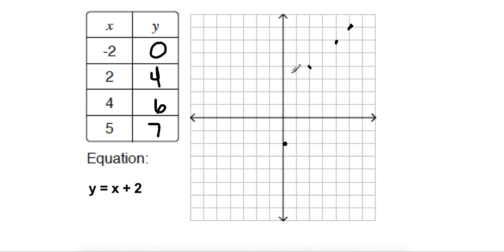Because it should make a line. Why am I not making a line? This point seems like it's not in the right spot. Remember, if that happens, you need to go check. Oh, I need to go left 2 and up 0. So this point does not belong here. So now I can create my line, and I have just graphed that linear function.